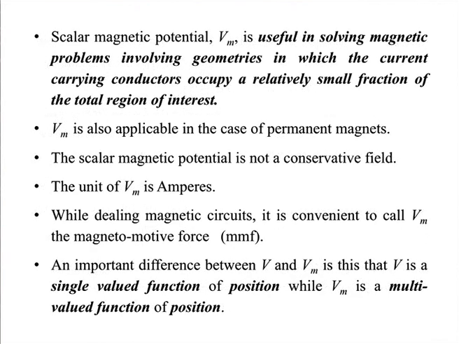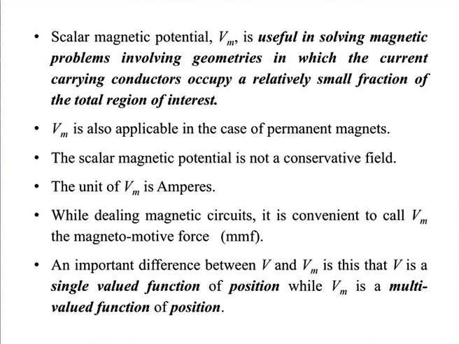The scalar magnetic potential Vm is useful in solving problems involving geometries where the current carrying conductor occupies a relatively small fraction of the total area of interest. The scalar potential Vm is also applicable for permanent magnets. The scalar magnetic potential is not a conservative field. Its unit is ampere. While dealing with magnetic circuits, it is convenient to call Vm the magnetomotive force.